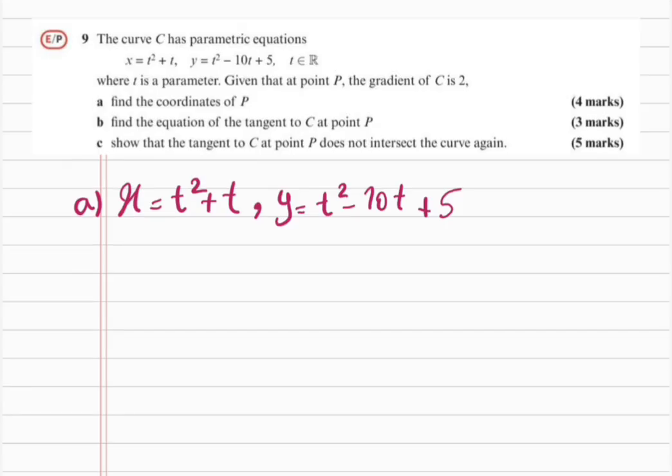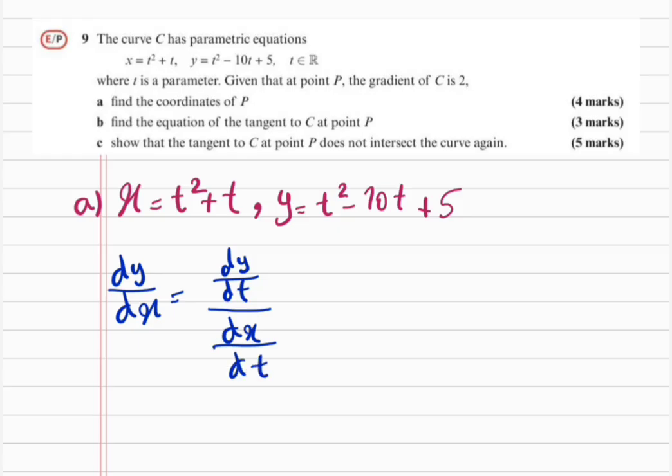So just a quick recap. Whenever we have parametric equations and we want to differentiate them, we need to use the formula dy/dx is equal to dy/dt divided by dx/dt. So that means we need to find dy/dt and dx/dt first, and then find dy/dx. And by having dy/dx, we can answer part A.